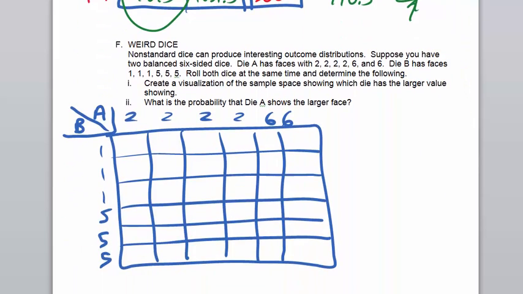All right, weird dice. Non-standard dice produce some really interesting outcomes. All right, die A, and these are just two different things. I'm going to go with the table. Seems like a pretty easy way to describe my sample space. Visualization showing which die has the larger value.